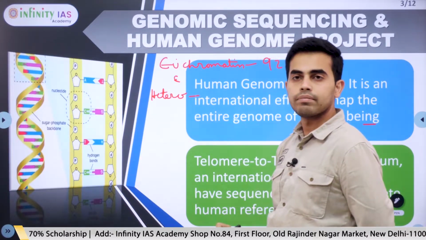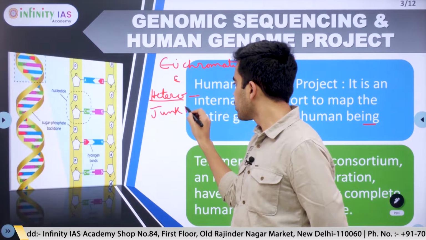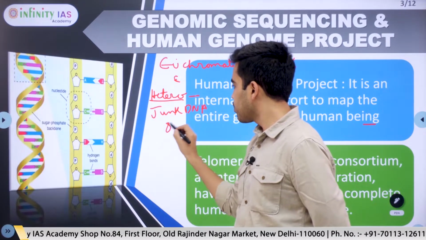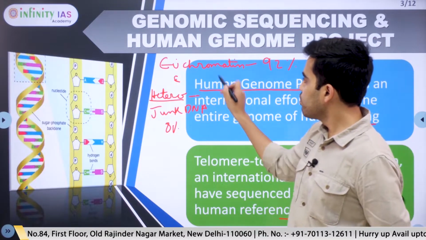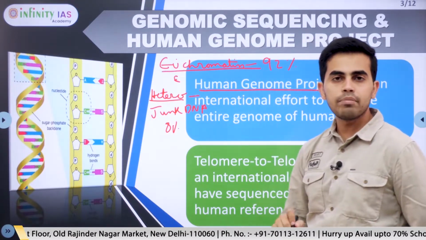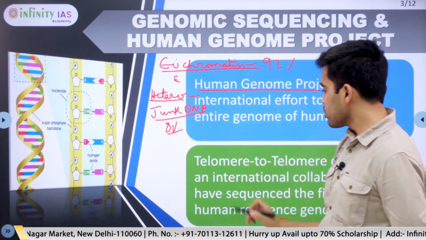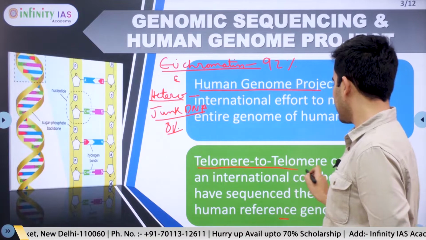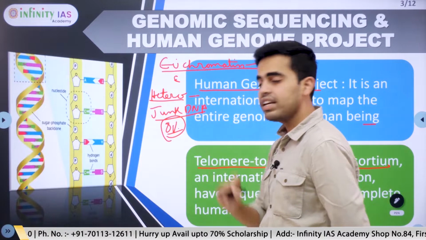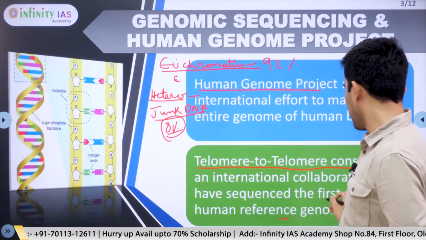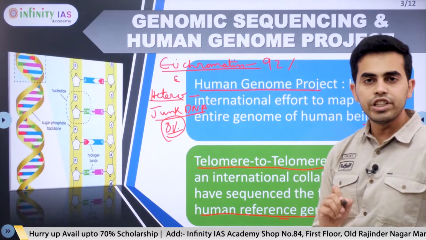This heterochromatin also was called junk DNA, was the 8% that was left out in the Human Genome Project. So the Human Genome Project mapped the euchromatin part but has left out this 8%, that is the junk DNA. So recently this Telomere to Telomere consortium has mapped even this last remaining 8% of the human genome to give the first complete human reference genome.